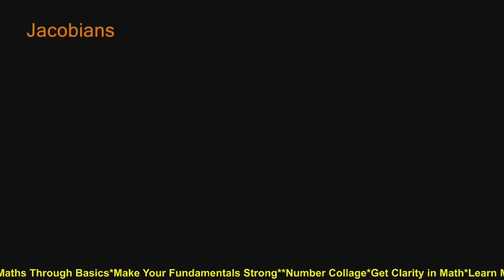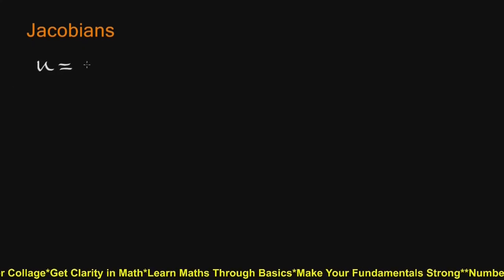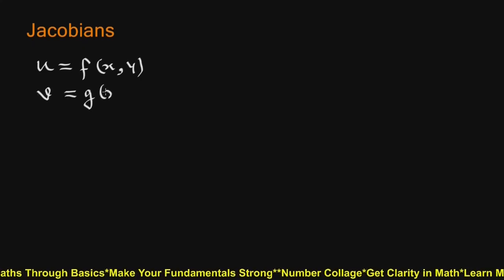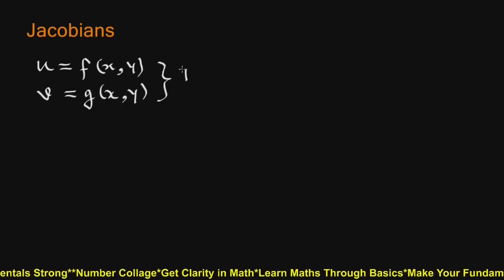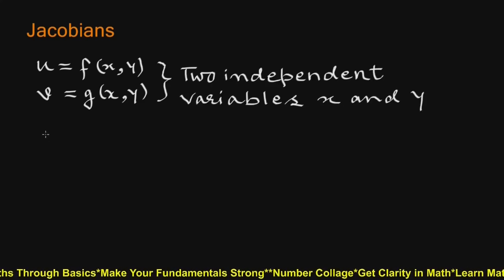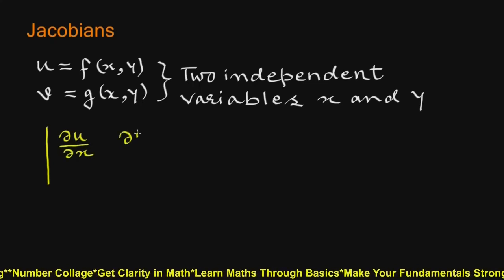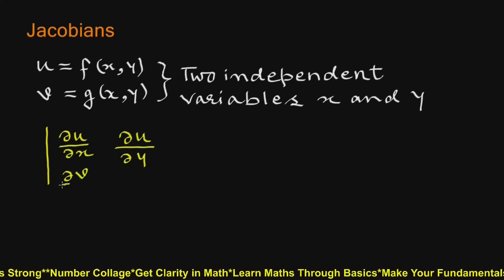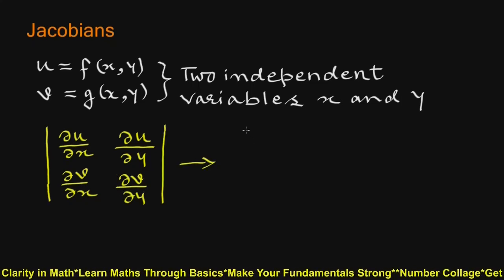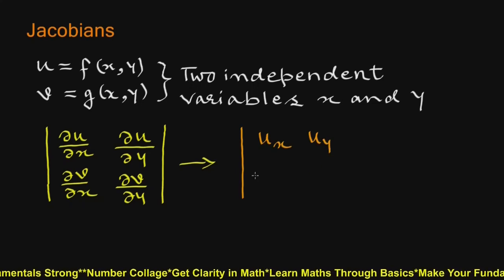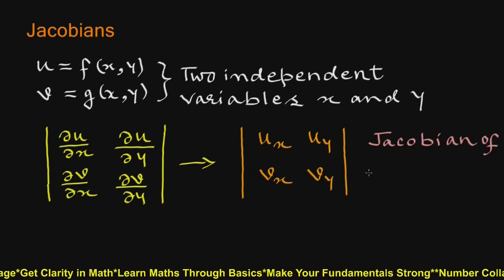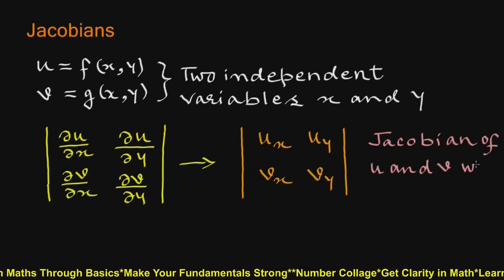Now, what is Jacobians? Suppose u equals f(x,y) and v equals g(x,y) are two functions of two independent variables x and y, then a determinant ∂u/∂x, ∂u/∂y, ∂v/∂x, ∂v/∂y, which can also be written as determinant u_x, u_y, v_x, v_y, is called the Jacobian of u and v with respect to x and y.